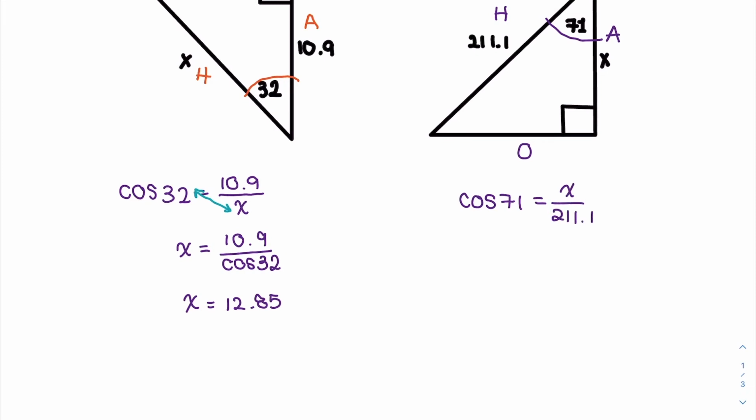211.1. Now we always need to get x by itself, so how can we do this? Well, right now this is being divided, so we're going to bring that over and multiply. So we have cos of 71 multiplied by 211.1, and that's going to give us x. So once again, I'm just going to show that on a calculator.